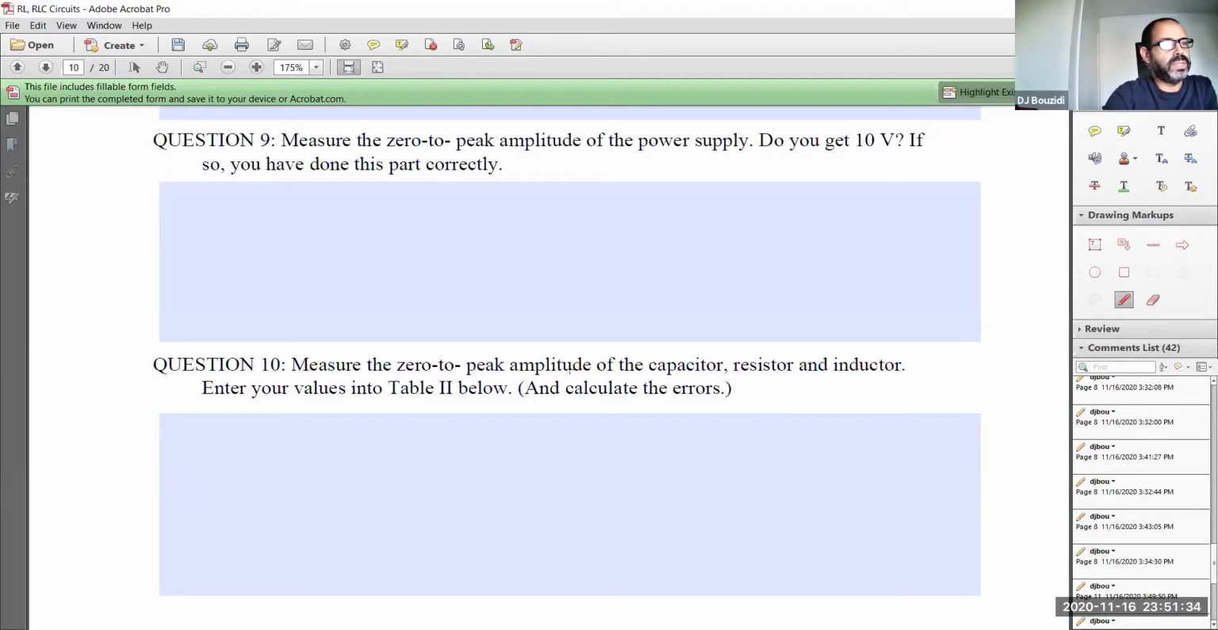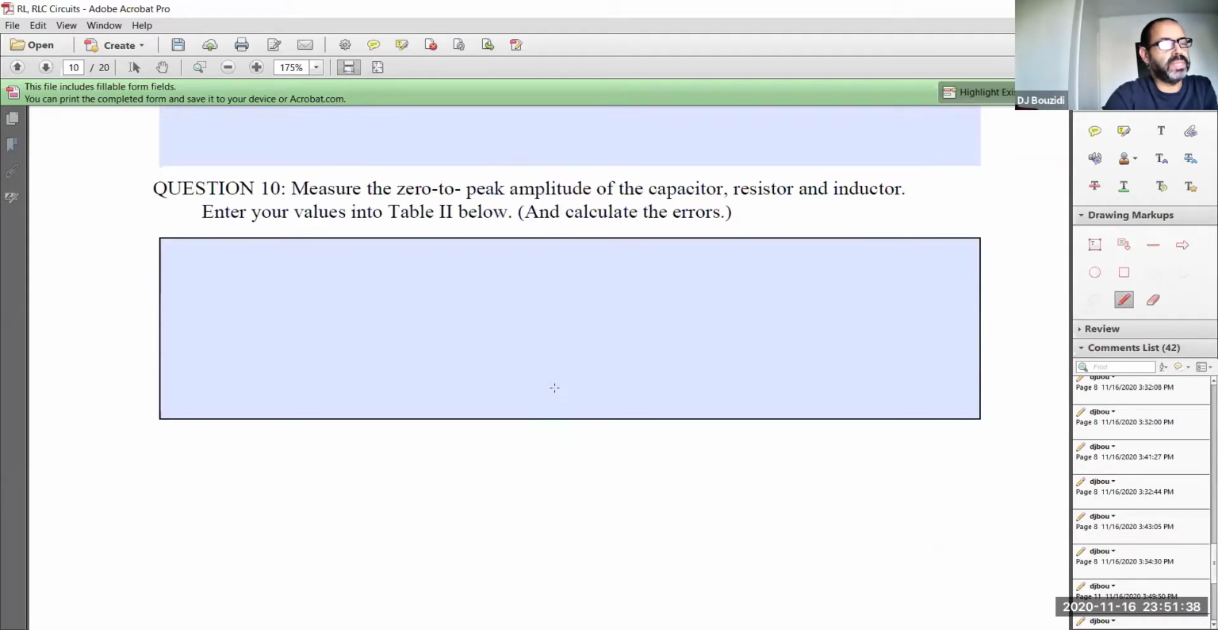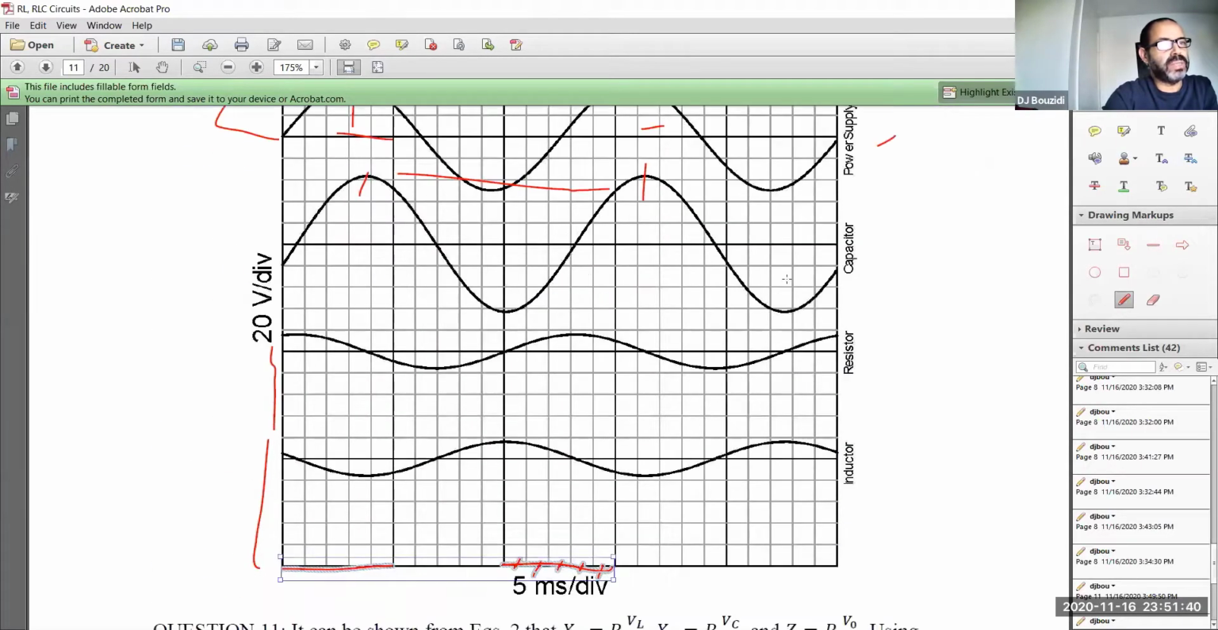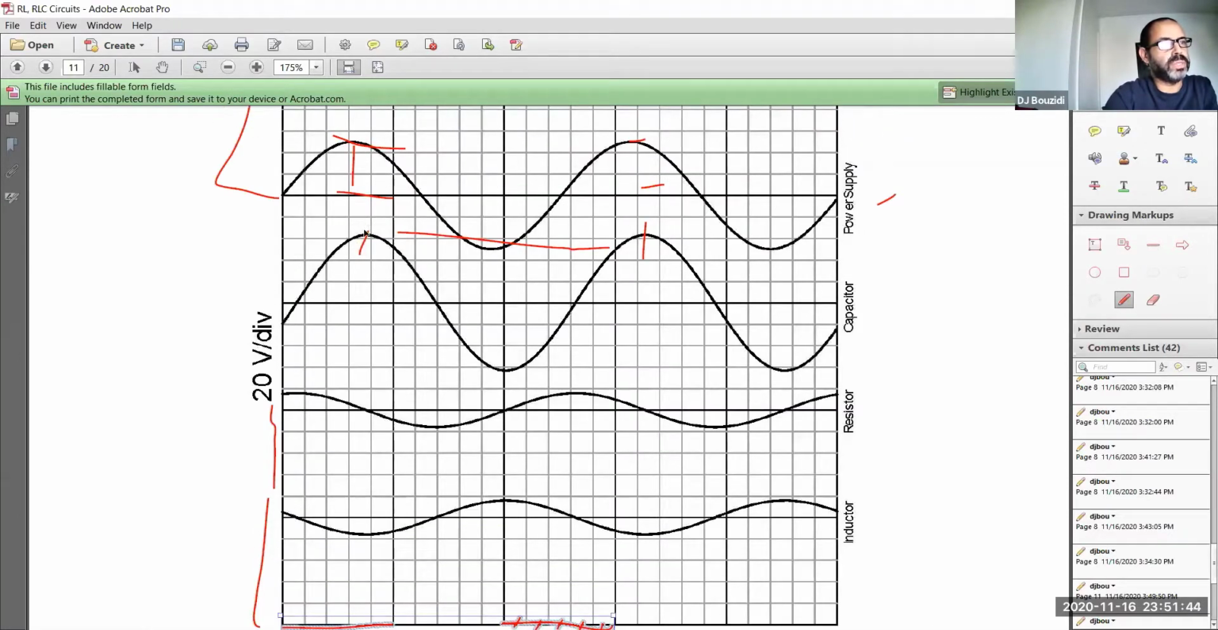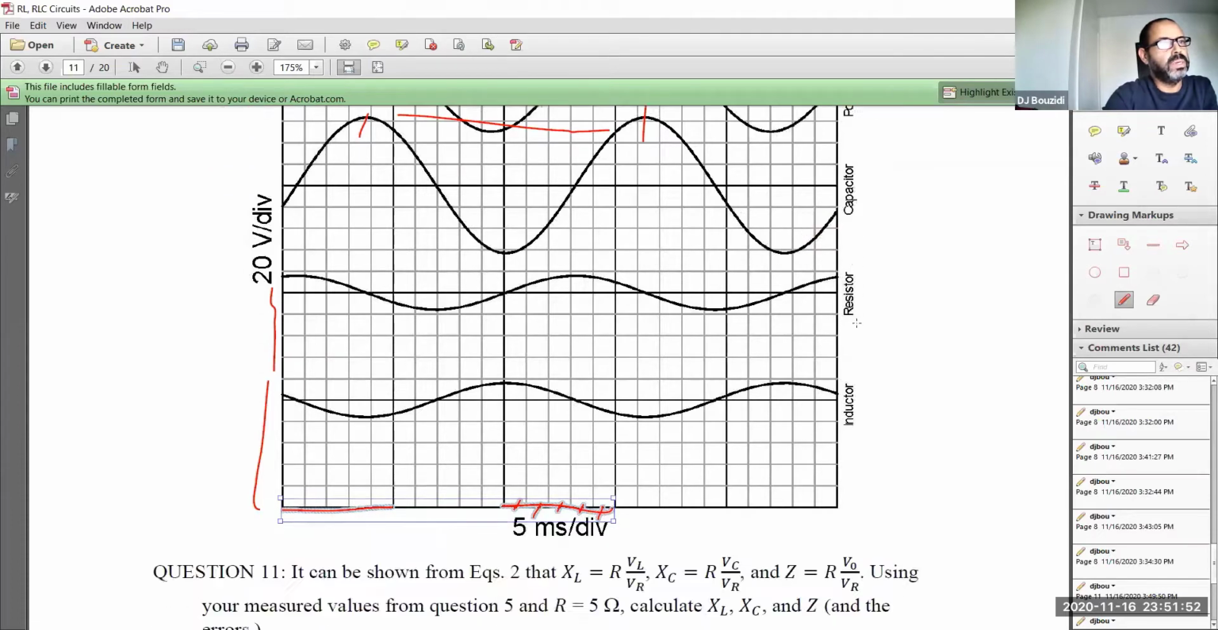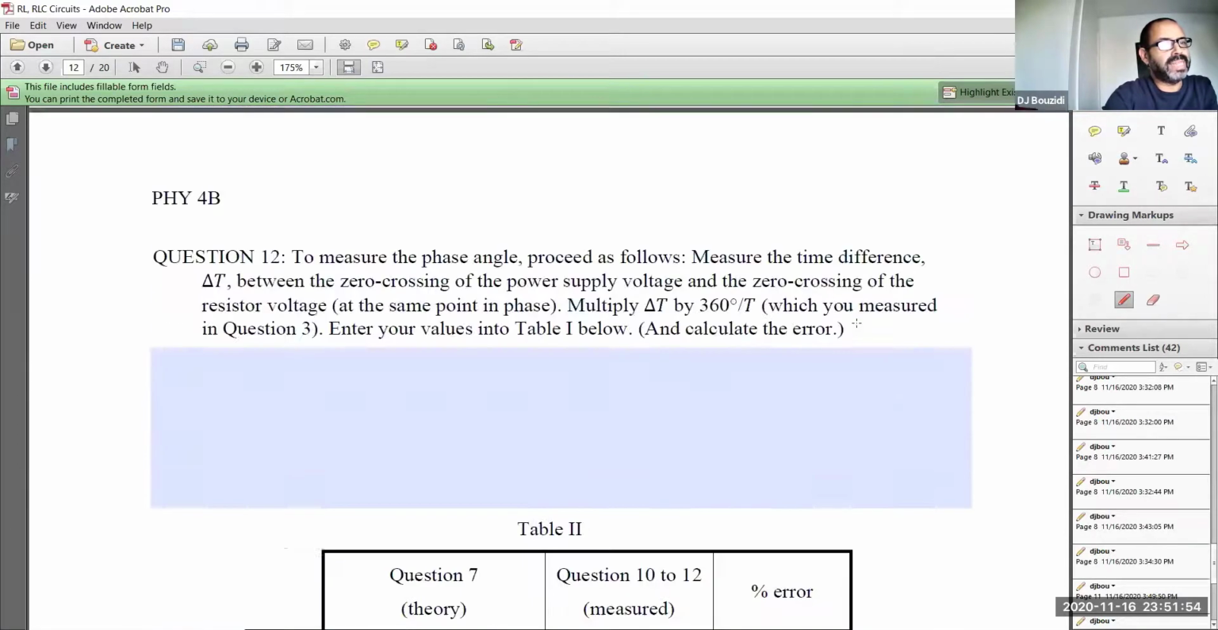And measure the 0 to peak amplitude for the capacitor, resistance, and inductor and put them in the table. So basically do the same thing. This is the capacitor, 0 to peak in here. It's probably more than 10 volts in here. And this one is probably less than 10 volts, and this one is probably less than 10 volts. So this is the inductor, the resistor, the capacitor. Okay? And report the data here.